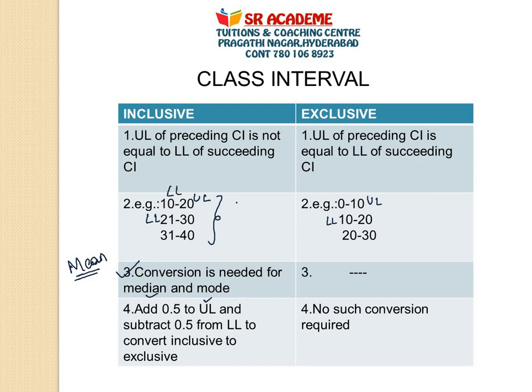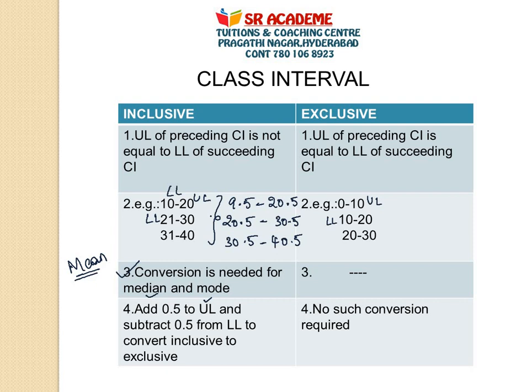This is my lower limit, this is my upper limit, which means 10 minus 0.5, 9.5. 20 plus 0.5, 20.5. 21 minus 0.5, 20.5. 30 plus 0.5, 30.5. 30.5, 40.5. Now see, the definition is same for exclusive and this example. See, for exclusive, what is the definition? Upper limit of preceding class interval is equal to lower limit of succeeding. Now it satisfies the definition. See, upper limit of preceding is 20.5, succeeding lower limit is 20.5.